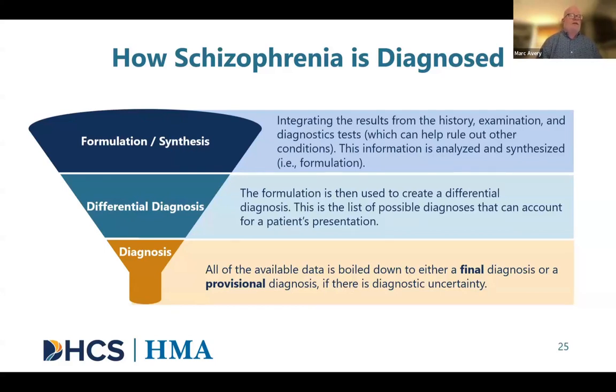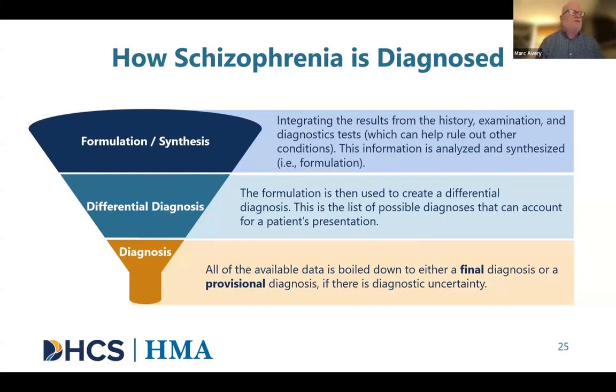The formulation then goes on to create the differential diagnosis, where the clinician says, okay, here's all the stuff that we discovered about Darren. What is the list of all possible diagnoses that can account for all of these symptoms and signs? And as you'll see in the notes, the list of the possible things that could explain the symptoms and signs could be quite large.